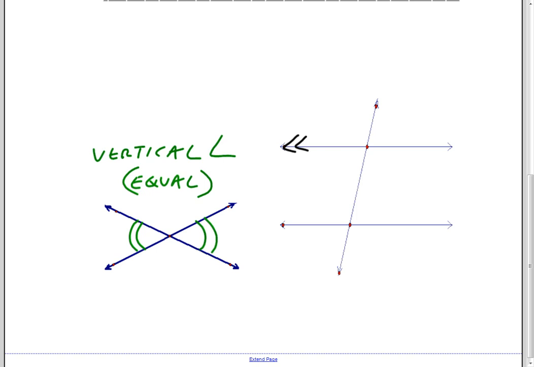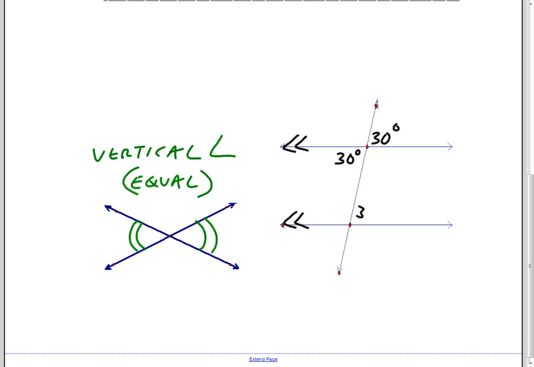Let's make this parallel. If you know one angle within a parallel line transversal system, you know them all. Let's put 30 degrees right here. You got to start with something. Fill in the rest. Go ahead. I would start with vertical angles.